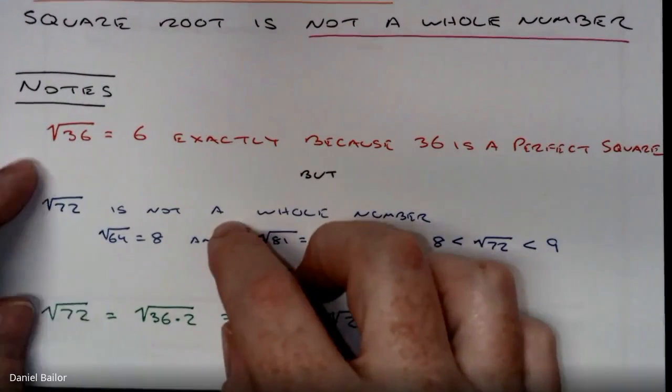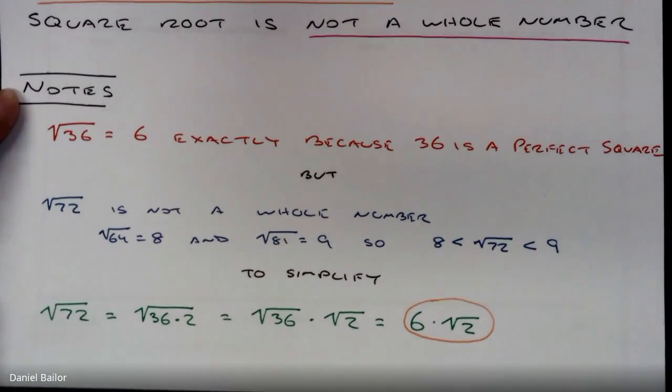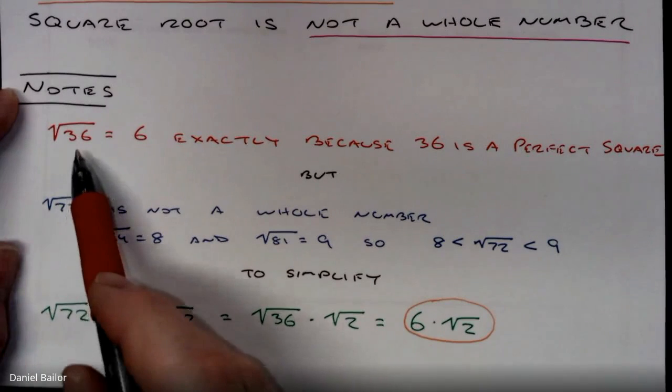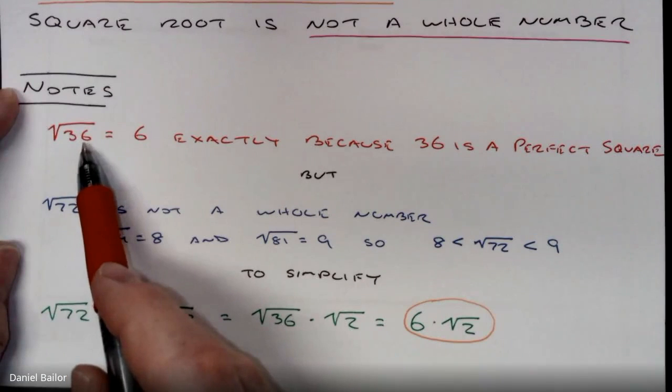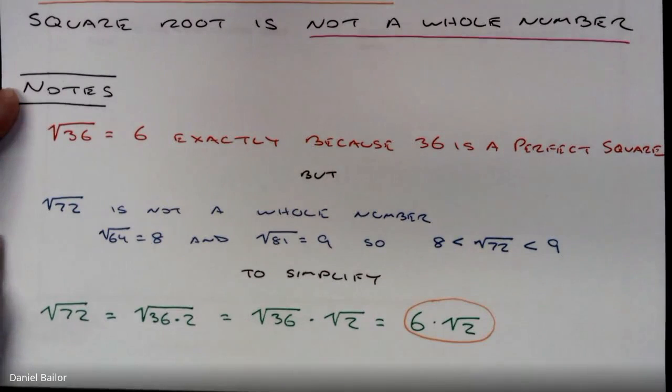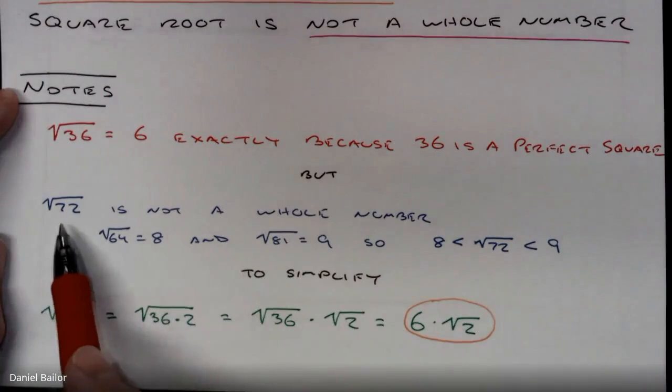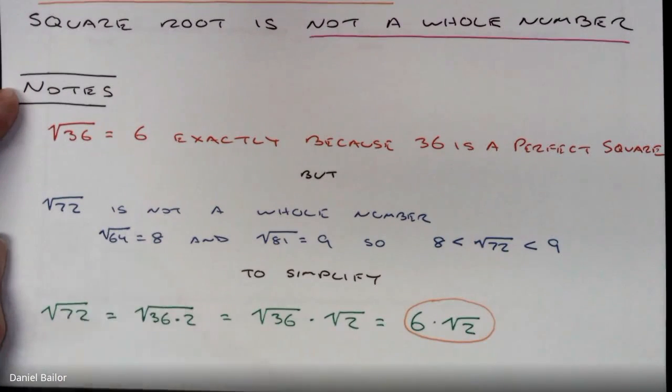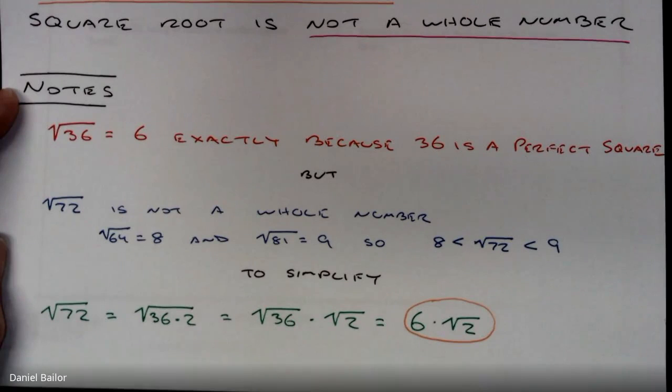The square root of 36 equals 6 exactly, because 36 is a perfect square. You know some perfect squares like 36, like 4, like 9, like 16, like 25, like 49, like 64, and so on. Those are perfect squares because the square root is a whole number. But the square root of 72 is not a whole number, so 72 is not a perfect square.